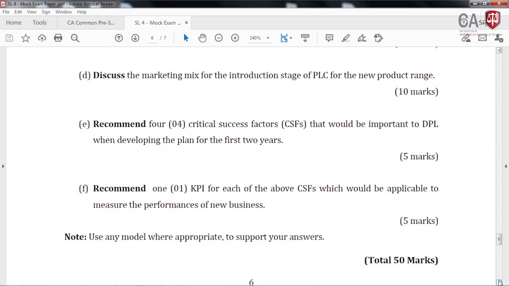Then F, recommend 1 KPI for each of the above CSFs which should be applicable to measure the performance of the new business. So, 1 KPI for each CSF you have identified.